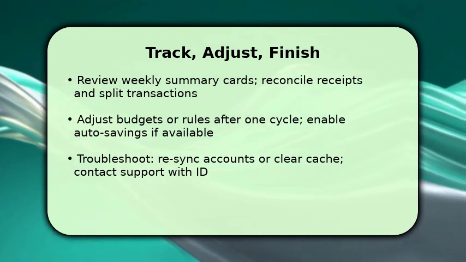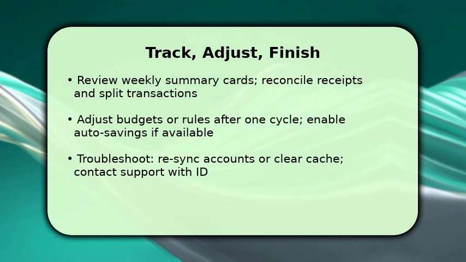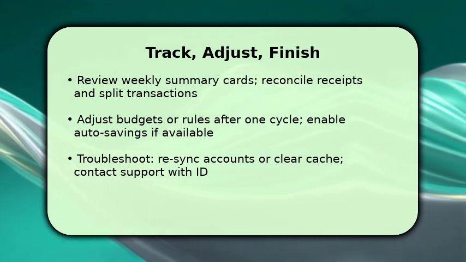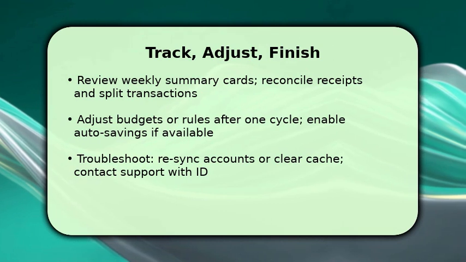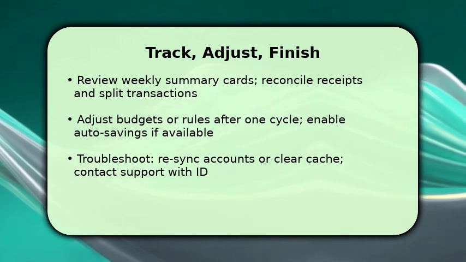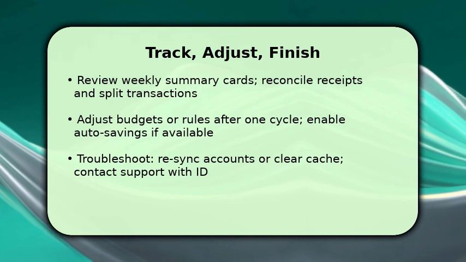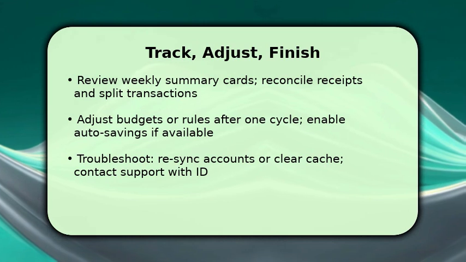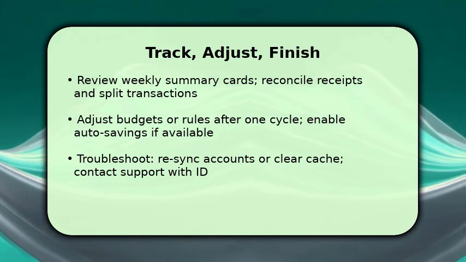After one billing cycle, adjust budgets or category rules to reflect real behavior and enable auto-savings or rounding features to build reserves without thinking. If something goes wrong, resync accounts, clear cache, or relink the card. If persistent, contact support and provide a screenshot and account ID for faster help.